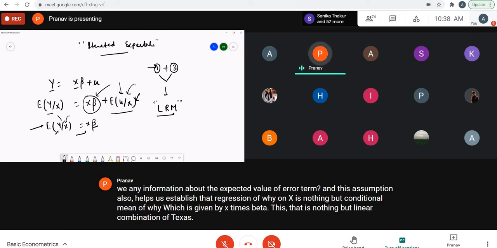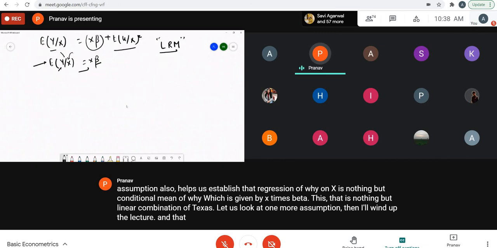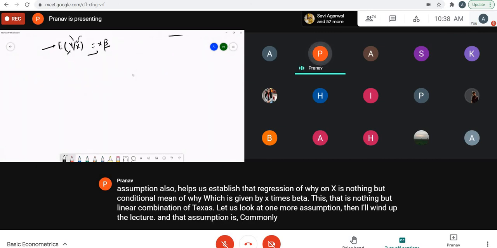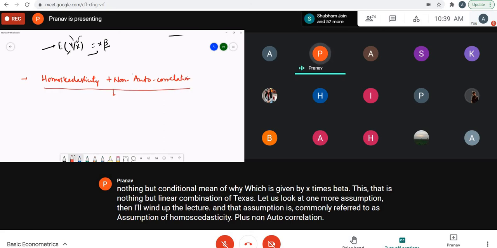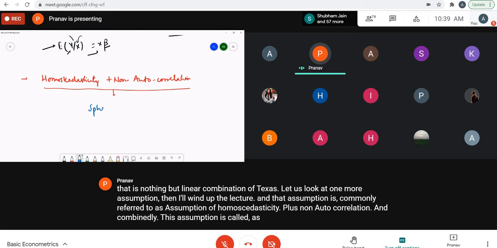Let us look at one more assumption, then I wind up the lecture. And that assumption is commonly referred to as the assumption of homoscedasticity plus non-autocorrelation. And combined, this assumption is called the assumption of spherical disturbances.